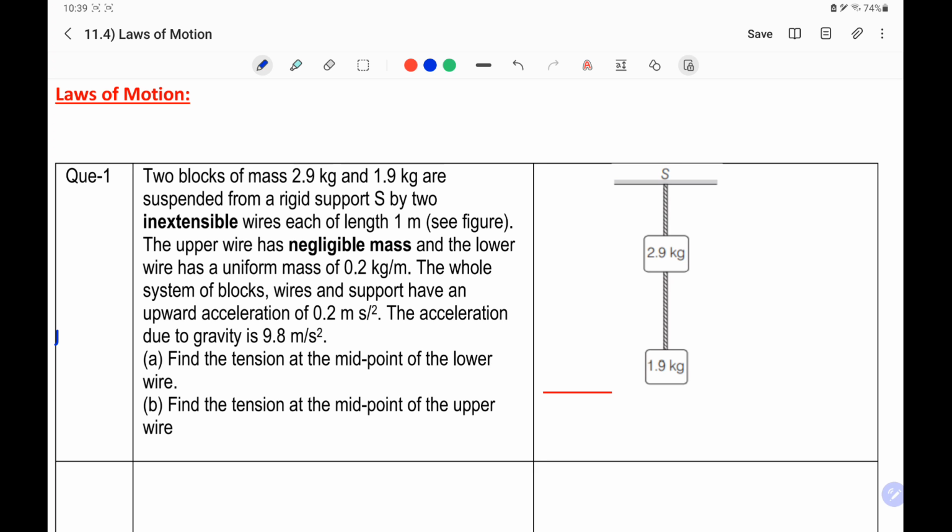So as per the question, the given data is that there are two masses, 2.9 kg, say this is M1, and 1.9 kg, M2, and these wires are of 1 meter length each. The upper wire has negligible mass, so its mass is 0, and the lower wire has mass density, that is mass per unit length, of 0.2 kg per meter, and total length is 1 meter, so total mass will be 0.2 kilogram.